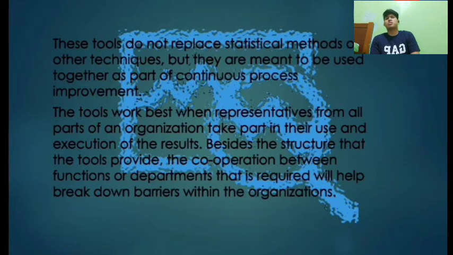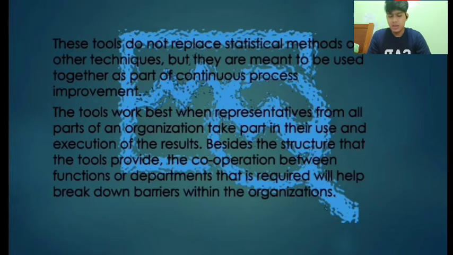So these tools do not replace statistical methods or other techniques, but they are meant to be used together as part of continuous process improvement. These tools work best when representatives from all parts of an organization take part in their use and execution of the results. Besides the structure that the tools provide, the cooperation between functions or the departments that is required will help break down barriers within the organizations.